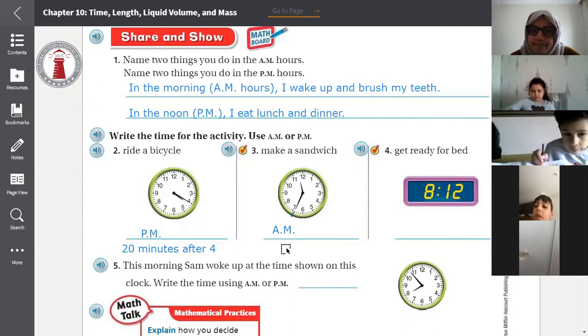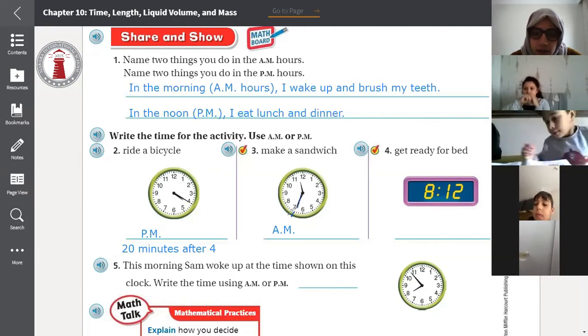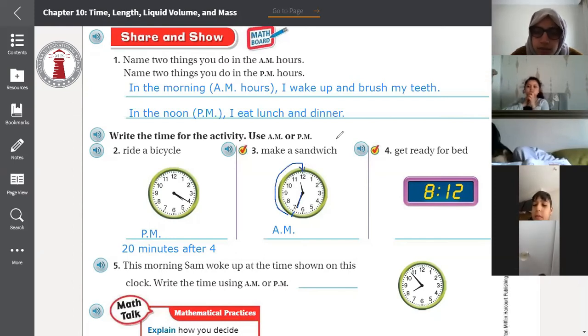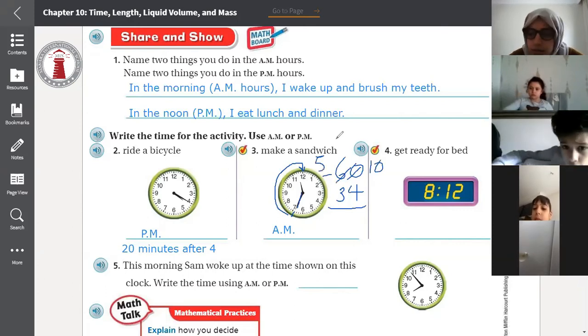34. So instead of saying 34, because the long hand is closer to this side, we need to do 60 minus 34, right? Yes. We need to borrow. So let me see if someone else can help me here. Thank you, Izzat.